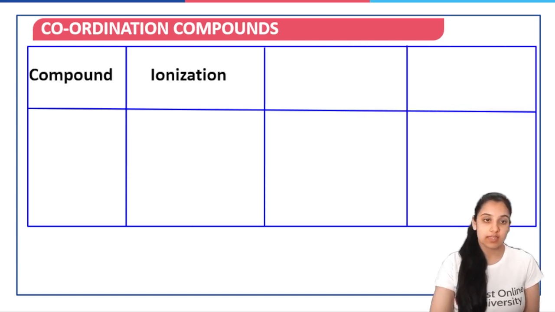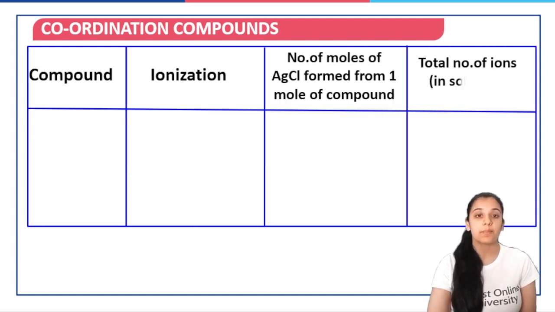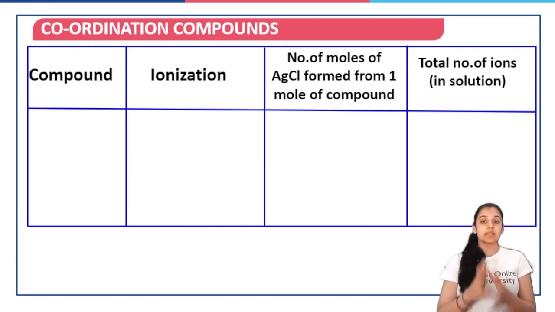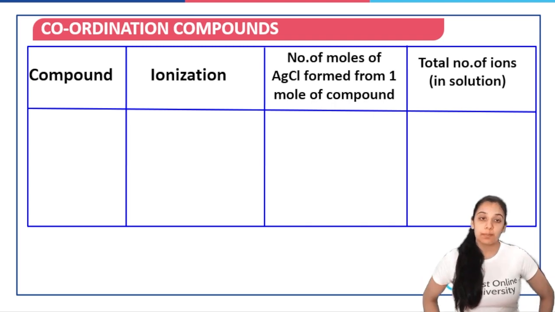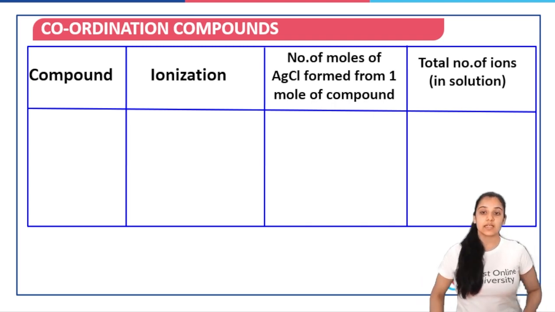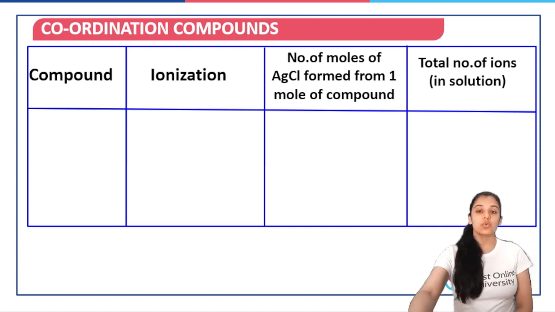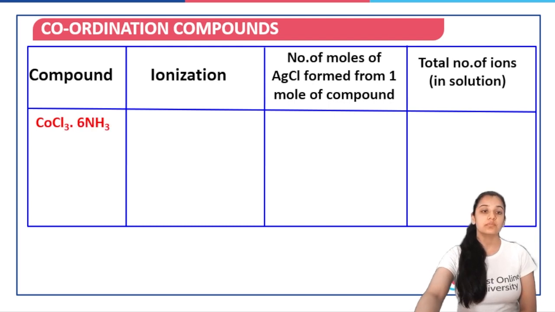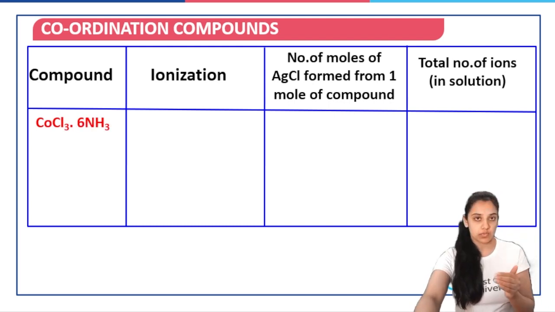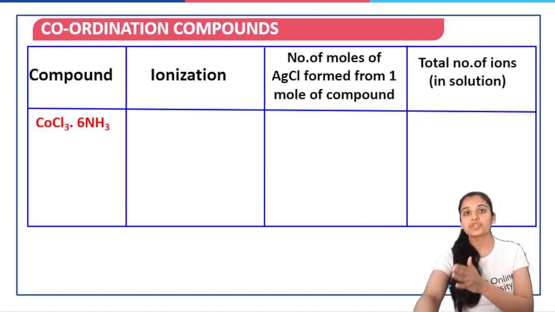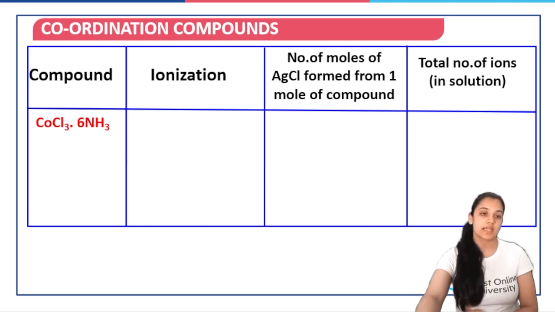So let us discuss the compound, its ionization, the number of moles of AgCl that are going to form, and the total number of ions. See, this was the experiment that was done by Werner, and based on this experiment, he gave these postulates that we are discussing right now. So what he did was, he chose a few compounds and studied their ionization products. Okay, let's not move to the third column. Let us first stick to the first and second column.